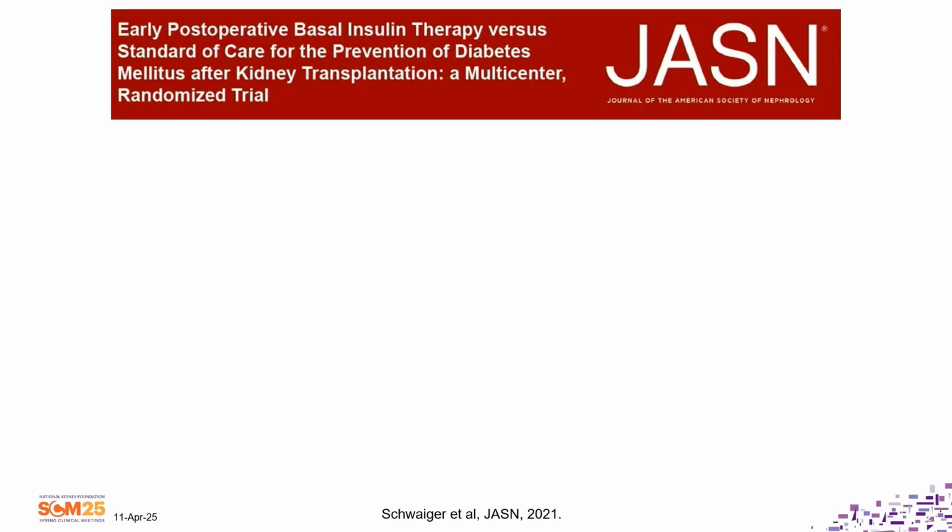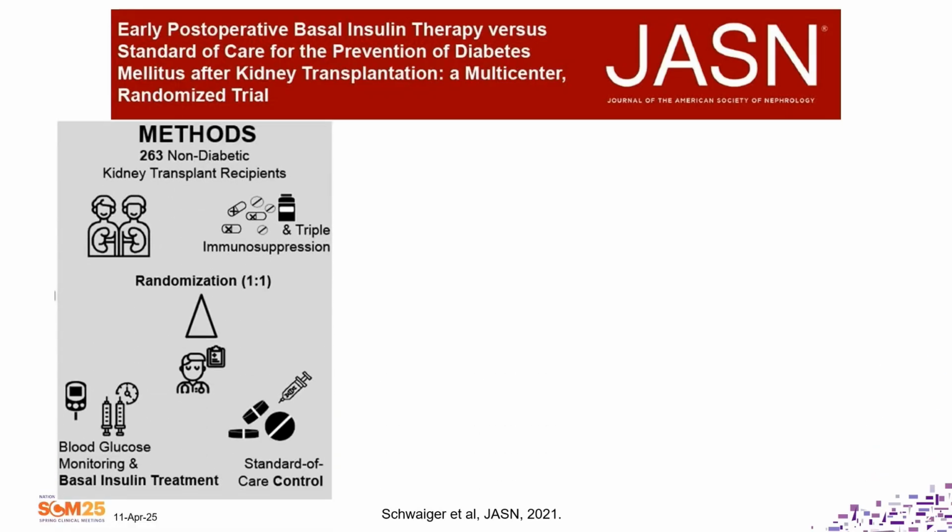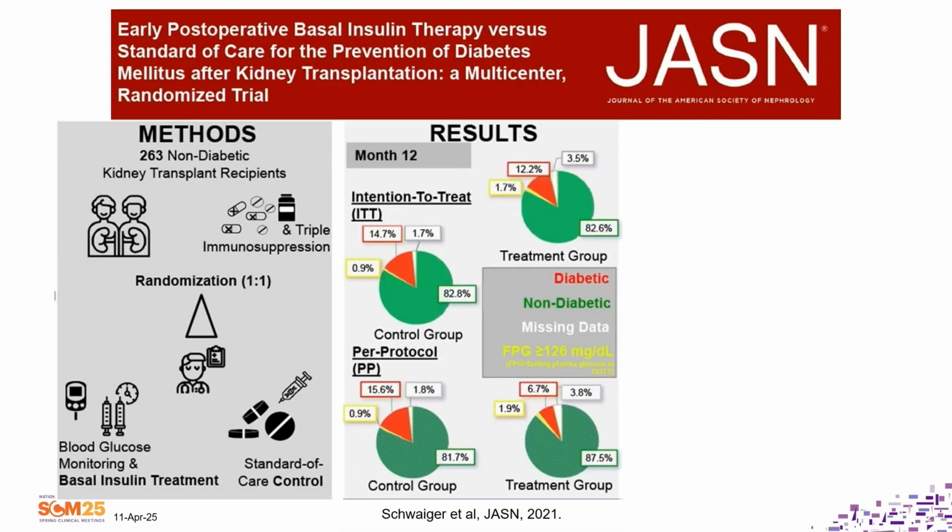And this is a study I just want to highlight, which I thought is pretty interesting. This is a randomized trial looking at early post-operative basal insulin therapy versus standard of care to prevent diabetes mellitus after kidney transplant. So they enrolled 263 non-diabetic kidney transplant recipients, randomized them to the treatment arm versus a standard of care control arm. And I want you to focus on the lower two pie charts where you see patients who followed the protocol. There was increased incidence of PTDM in the control group as opposed to the treatment group.